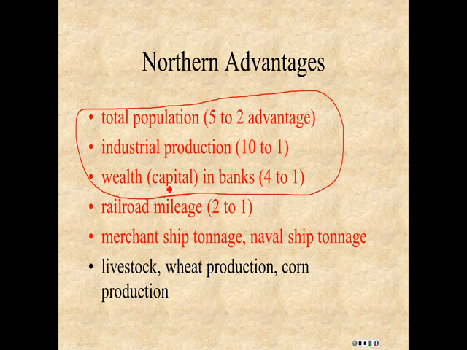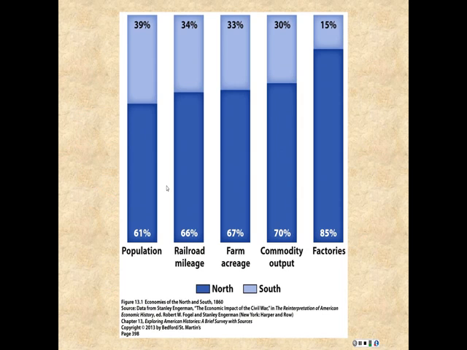So it's not always true that you can just take your ledger book and say, look at the North. It's got way more stuff. It can outproduce. It's got more people. It's got more wealth. It's got more railroads. It's got even more agriculture. And here you can look at your book, it has this graph, and it sums it up pretty well.